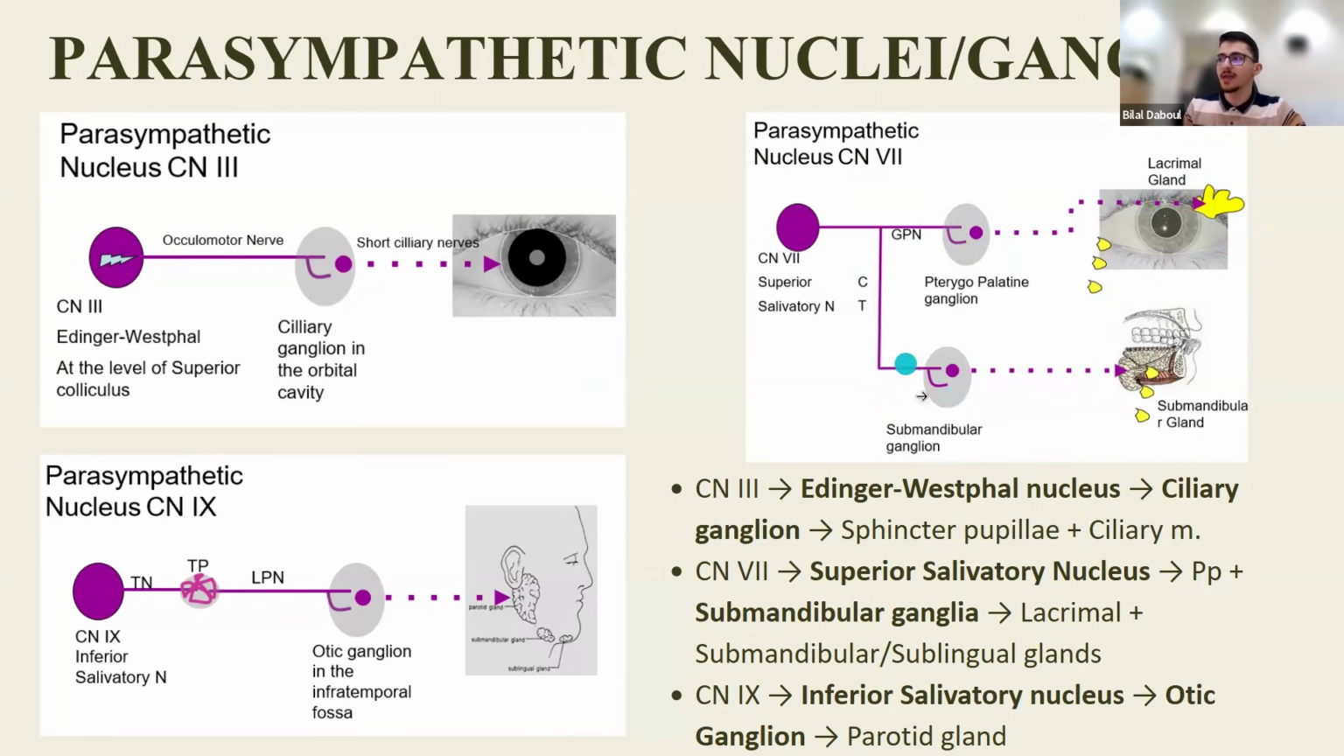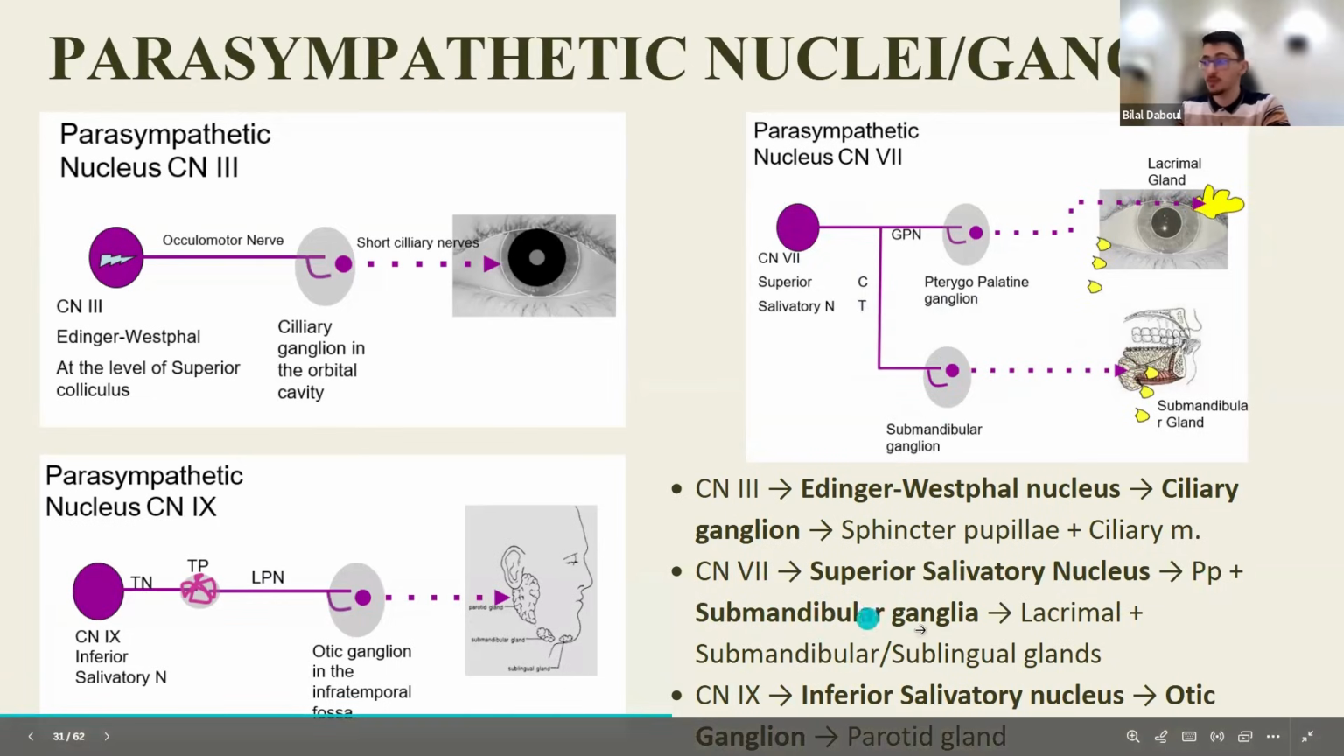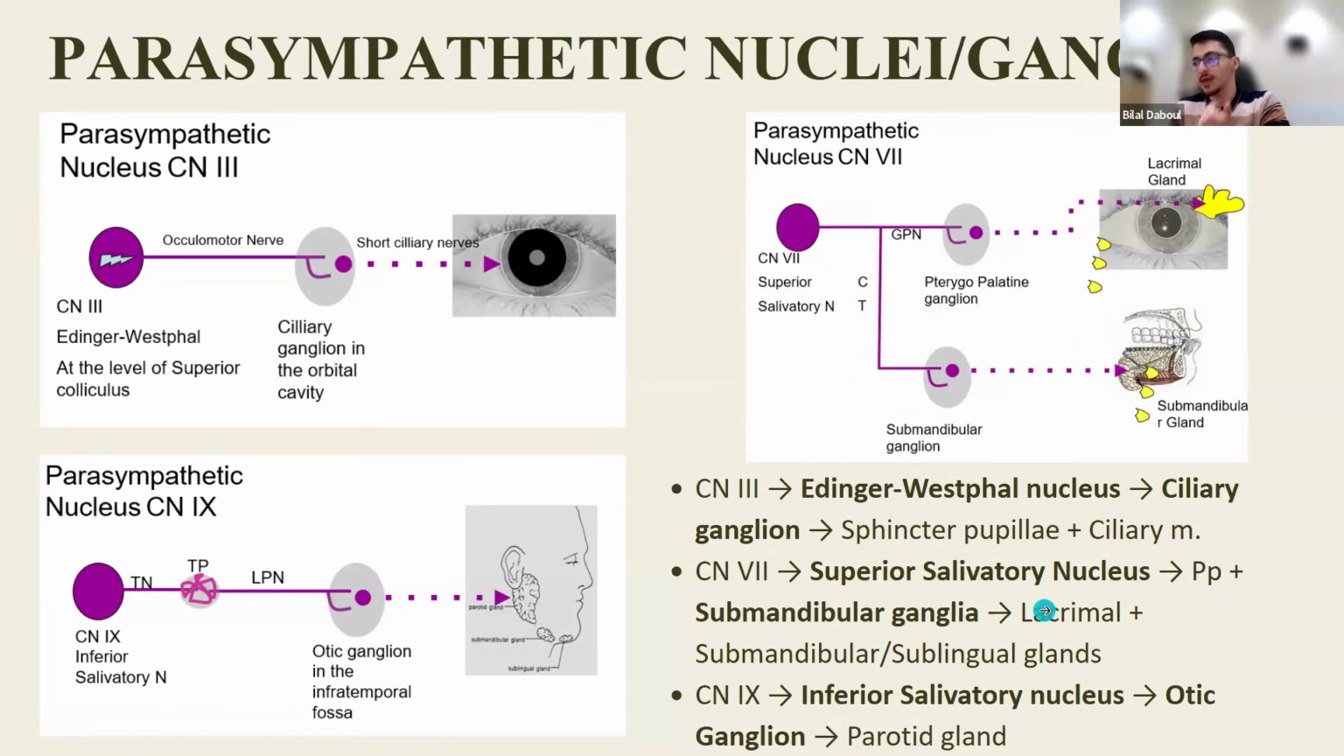Same applies for the other ganglion. The superior salivatory nucleus supplies the facial nerve with the fibers it requires to synapse at the submandibular ganglion and supply the submandibular and sublingual glands. So cranial nerve 7, superior salivatory nucleus, pterygopalatine plus submandibular ganglia, which mediates the functions of lacrimation and salivary secretion.